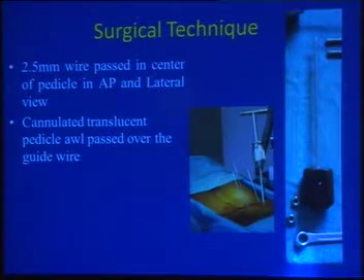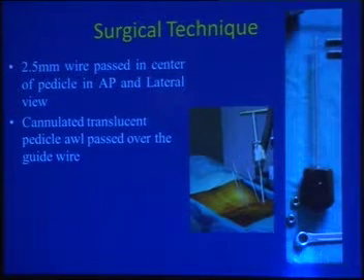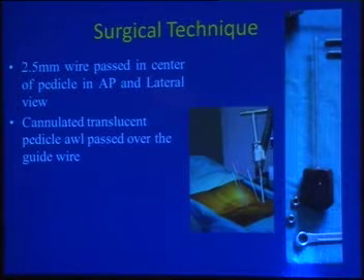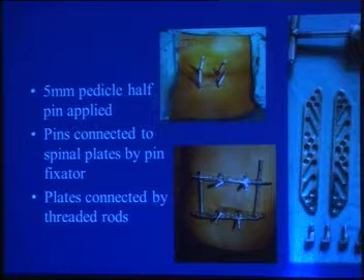So what are we doing? We are passing 2.5 millimeter wires in the center of the pedicle in AP and lateral view, as with any pedicle screw fixation in fracture cases. Over the wire, we pass a cannulated translucent pedicle awl to make the hole. This is the point when the patient usually gets the pain. As the awl makes a hole in the cortex of the pedicle, for the initial 4-5 seconds, the patient has pain. When you have made the hole and then remove the wire, you are pretty safe, and you apply 5 mm pedicle half pin Schanz pins as with any Ilizarov fixator.